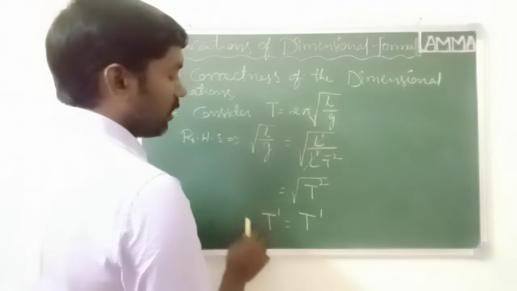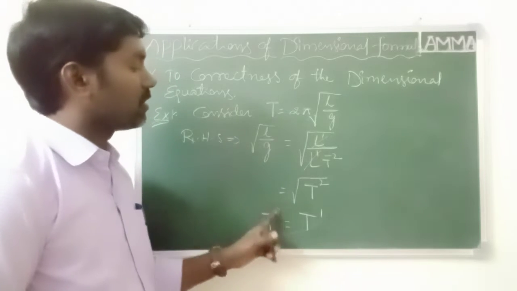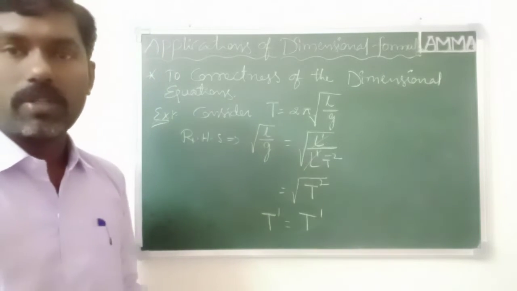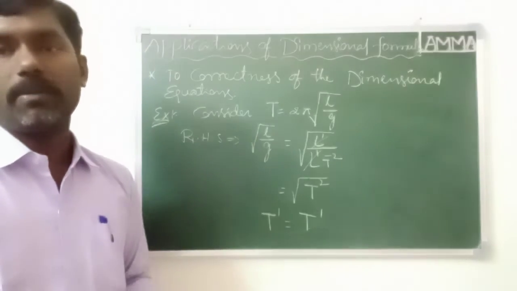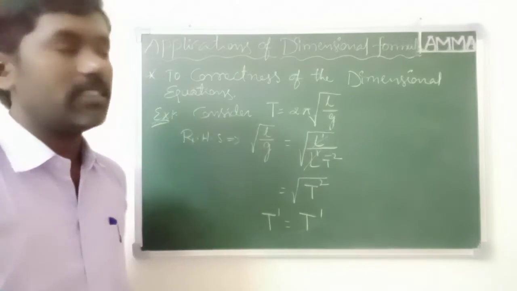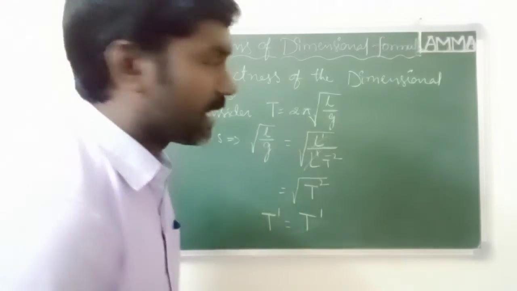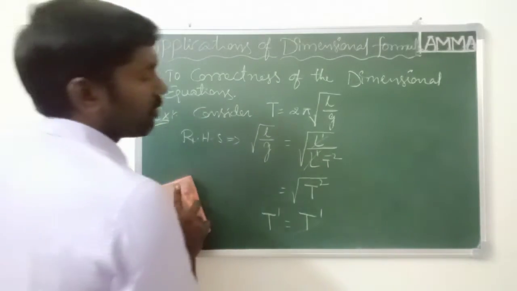If unfortunately you do not get the same dimensions on both sides of the equality, that will be considered a wrong expression. Is that clear? Then let's go to the third application of the dimensional formula.